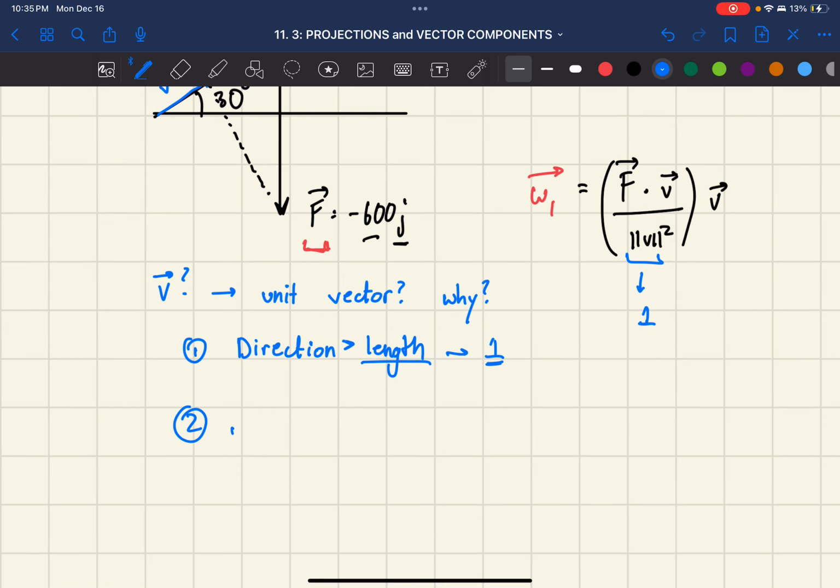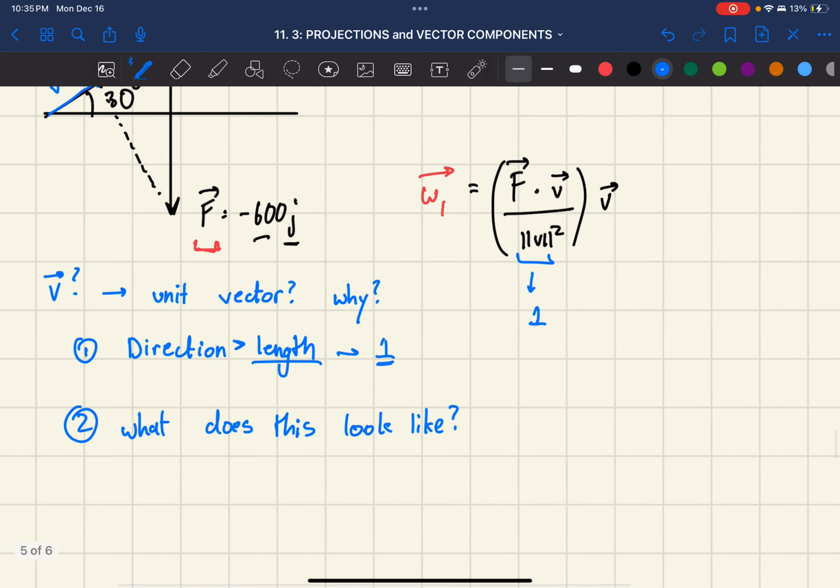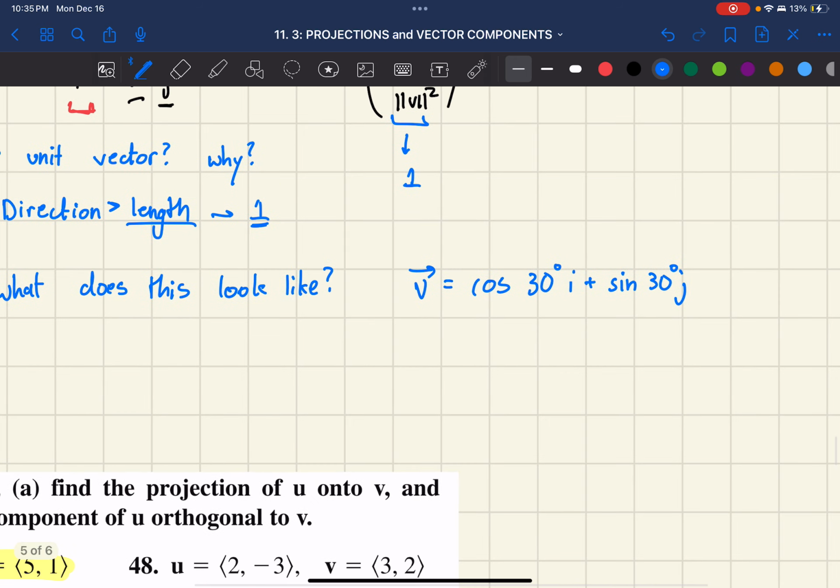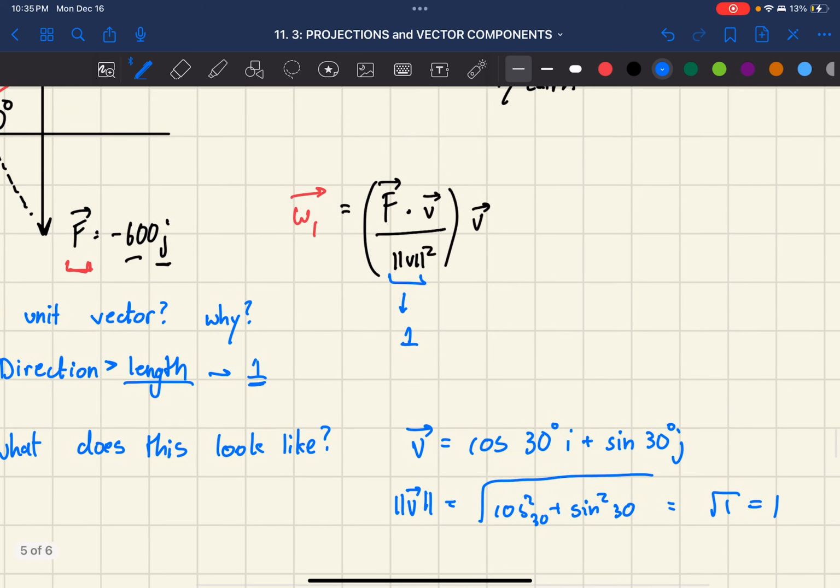So what exactly would this look like? Well, it would look a lot like V is equal to cosine 30 degrees i plus sine 30 degrees j. And the reason is because if we take the magnitude of this, it'd just be cosine squared plus sine squared 30 degrees, which is just equal to 1. All right, with that in place, the denominator becomes 1.